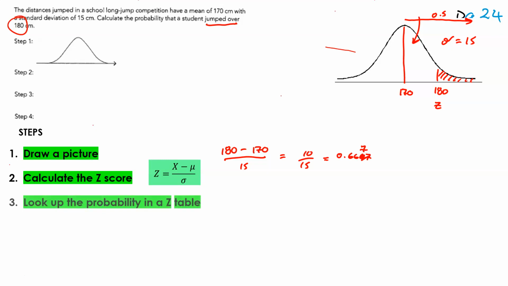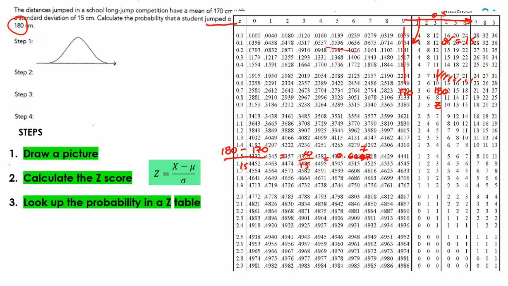Next thing is we need to look up that probability on the table. So 0.667. I know there is a lot going on here with these values, but I don't want to delete them. So what I'll do is I'll just change colors slightly. So I'll make it blue. 0.667 gives us that 23 there.